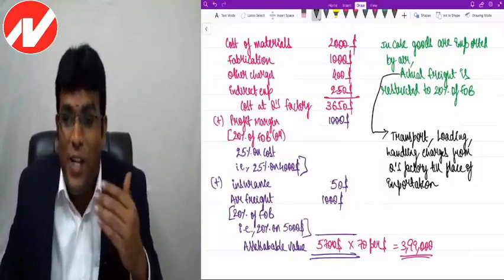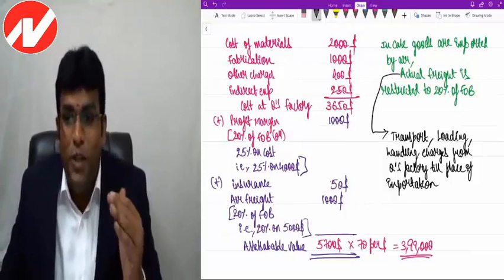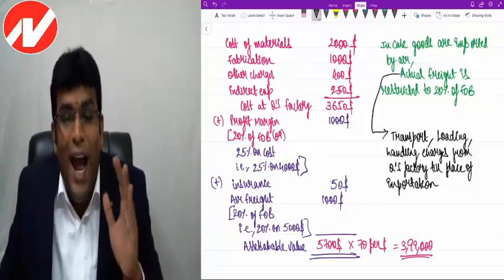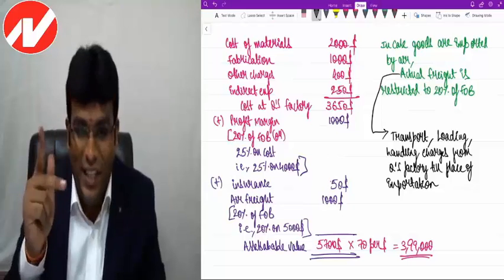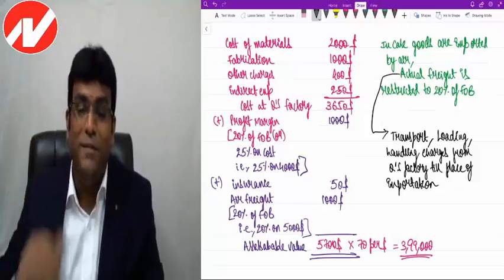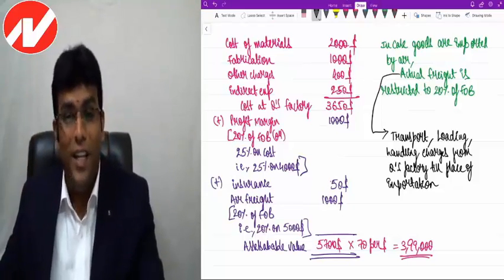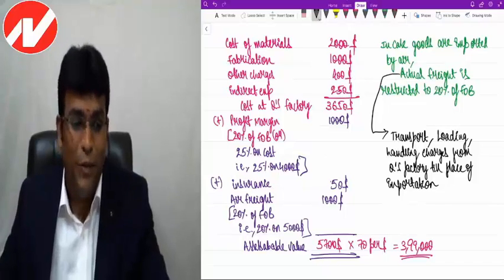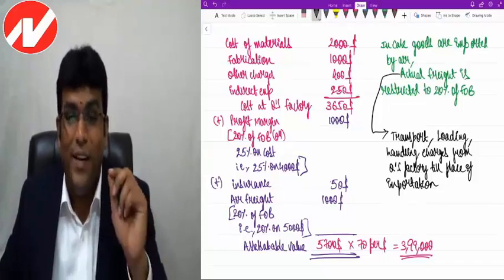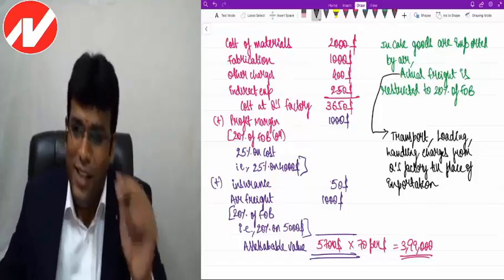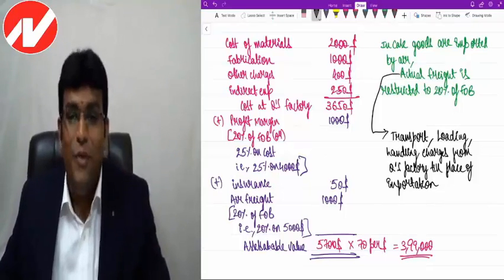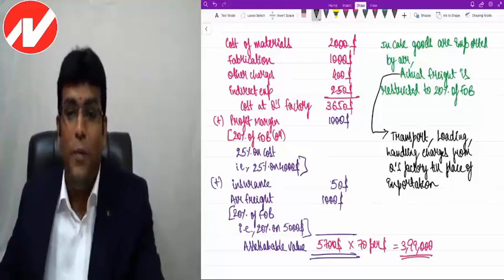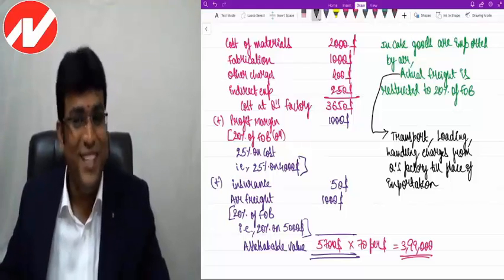And when I say actual freight, it means transport, loading, unloading, handling charges from Q's factory till the place of importation. That is what you have to observe, my dear friends. It basically covers from Q's factory till the place of importation. That's it. Very beautiful and wonderful problem, my dear friends. Clear? Done?